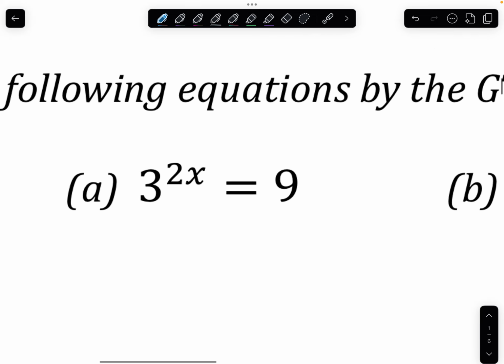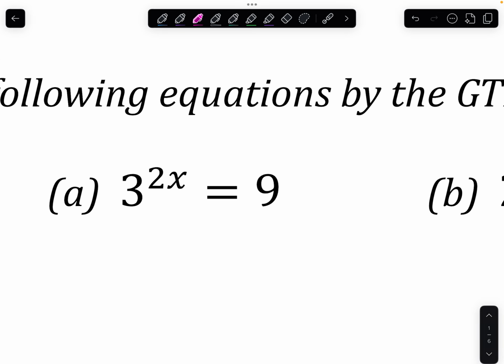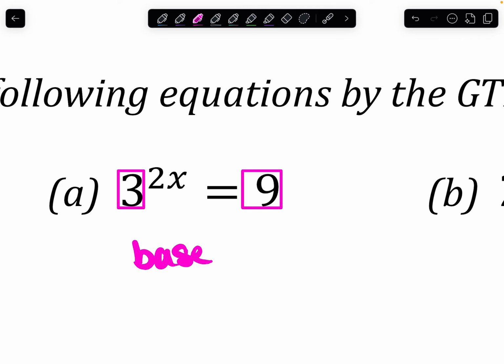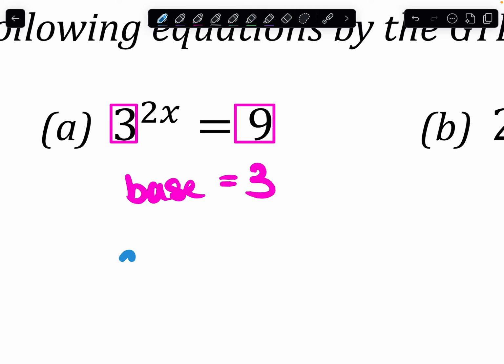All right, so first one here, we have base number 1, which is 3. And then the number on the other side is a 9. So what we're trying to see is, do they have a base in common? Can I write them both in terms of the same base? And the answer is yes, they can both be written using a base of 3. So the left side is already in terms of that, so we're going to leave it alone, 3 raised to the 2x power. The right side I want to rewrite using a base of 3. So we're thinking, 3 to what power is 9?